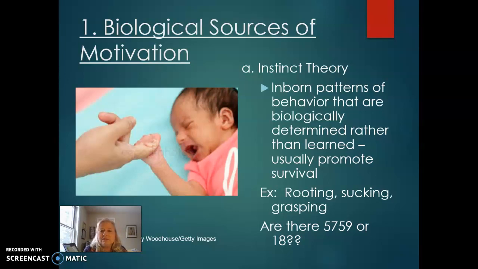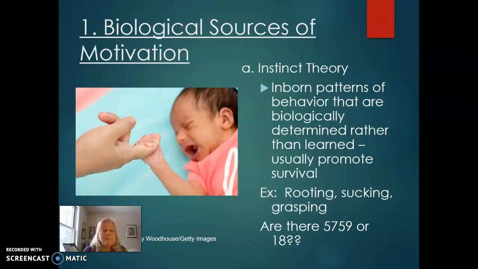And the first one is instinct theory. So, long ago in the 1800s, instincts were being studied by a lot of people in early psychology. They wanted to try to identify what are these basic instincts that all humans have, and they're biologically predetermined.